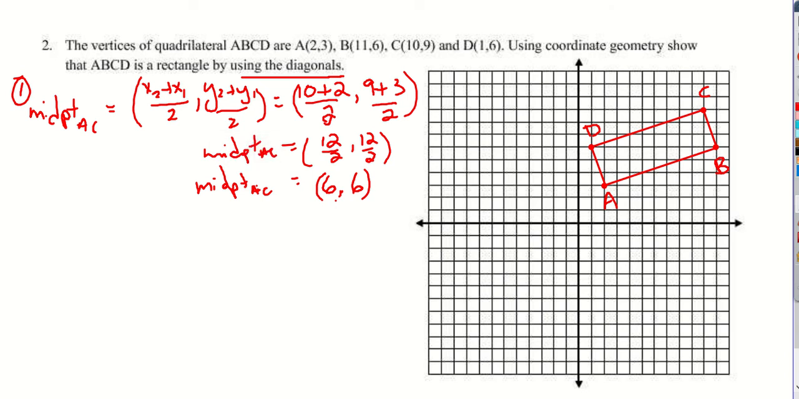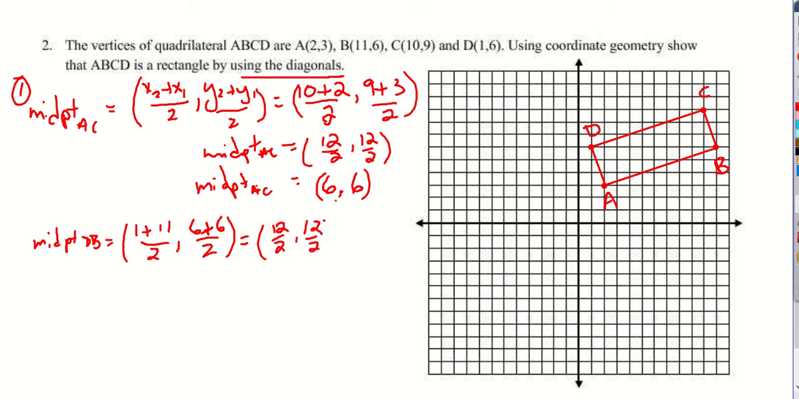All right. And so the next one we're going to do is DB. So midpoint of DB. I'm going to go ahead and just plug the numbers in. So we're going to go to D first. So 1 plus B, which is 11, over 2. And then 6 plus 6 over 2. And so this is equal to 12 over 2, 12 over 2, and this is also equal to 6, 6.